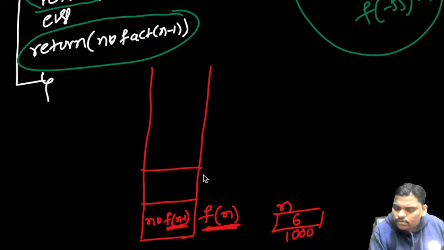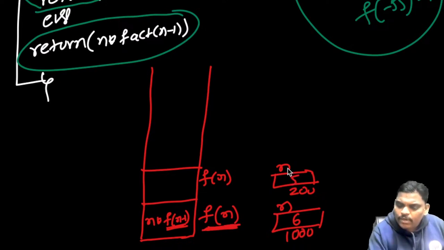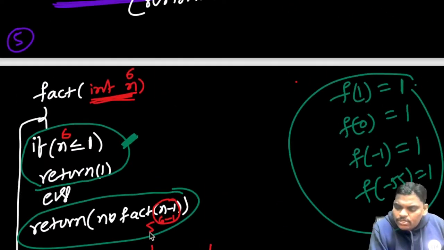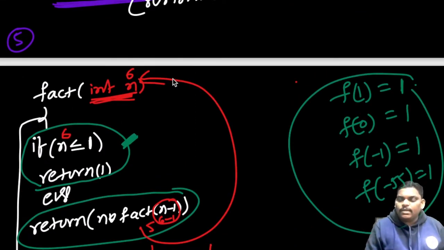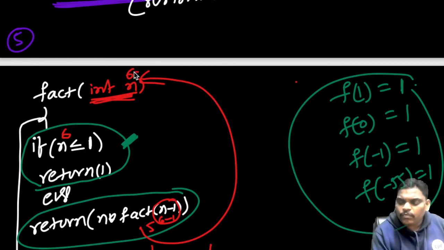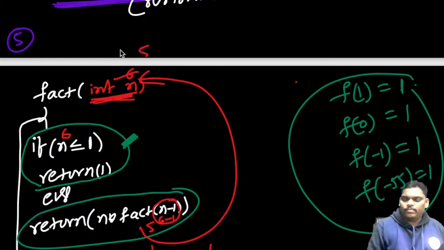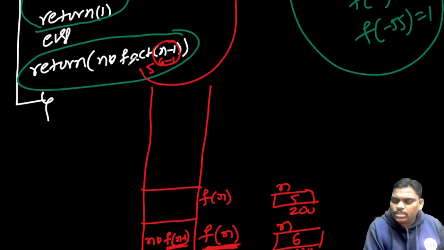Again push. Again f of n where n is 5. Remember everyone, f of 5. 6 minus 1 means 5. Fact of 5 is called. Again you will go there. Previously n value was 6, now n value is 5. When you say function call, push operation again. So push done. Right now again the termination condition.